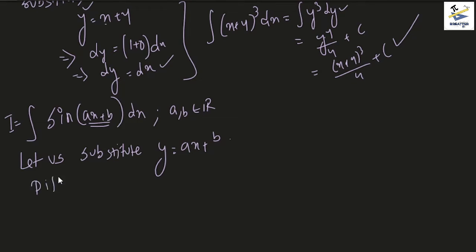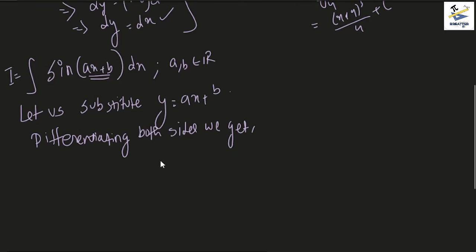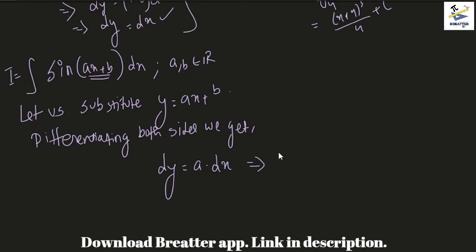So differentiating both sides, we get dy is equal to a into dx, because the constant b would disappear and the derivative of ax is just a, and we have an extra dx always, as I told you. So dy would be a dx, or in other words dx should be equal to dy by a.